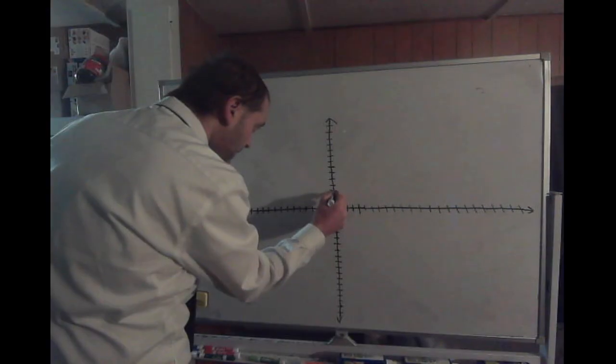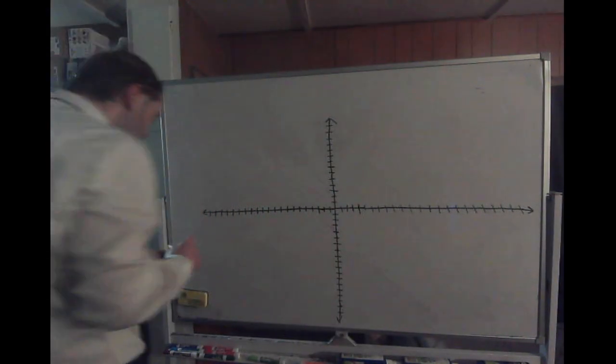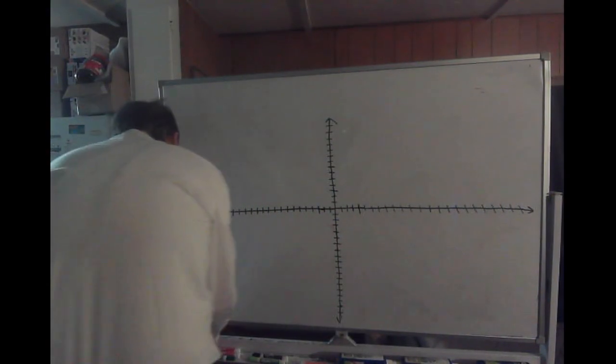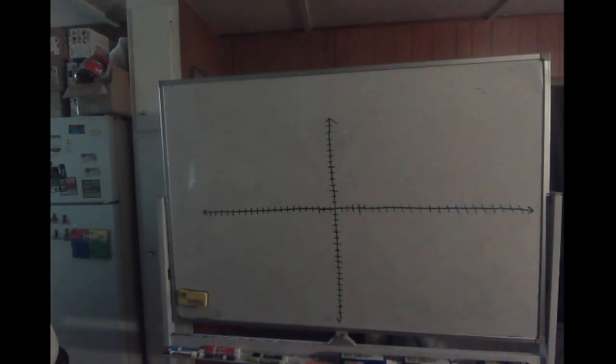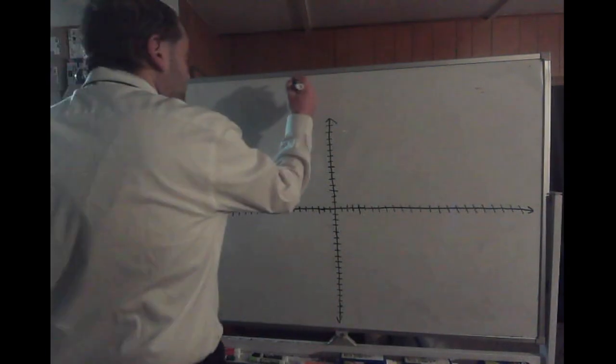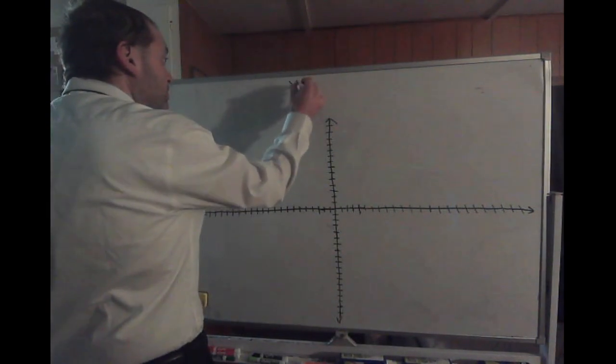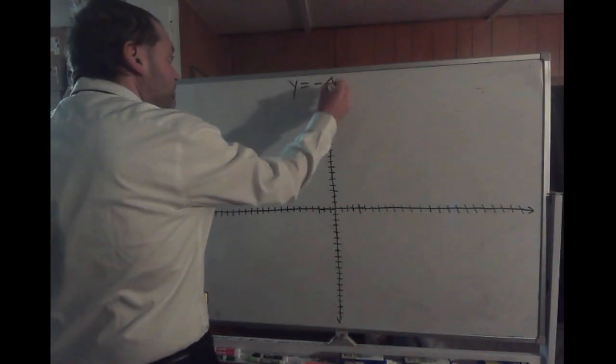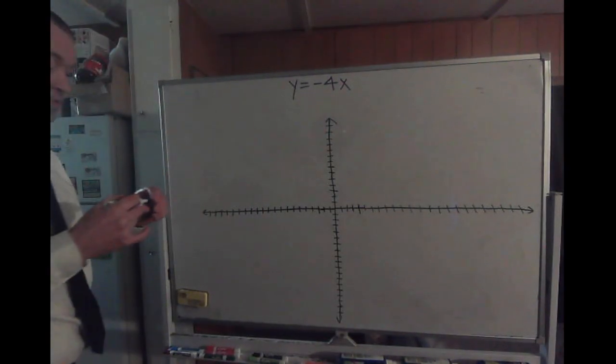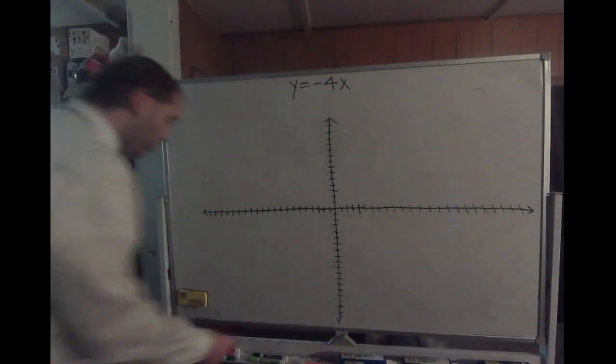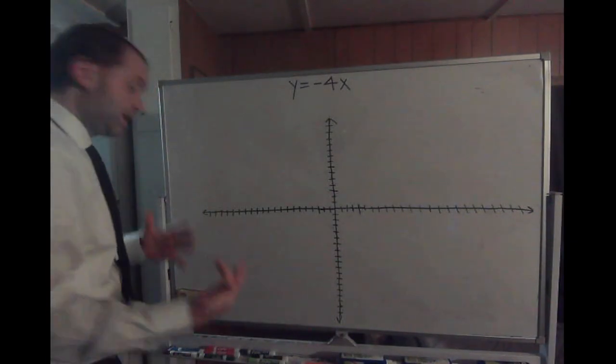Okay, hold on. There we go. What is the next one? This will be real easy. y equals negative 4x. Okay. We just have the general equation y equals negative 4x.